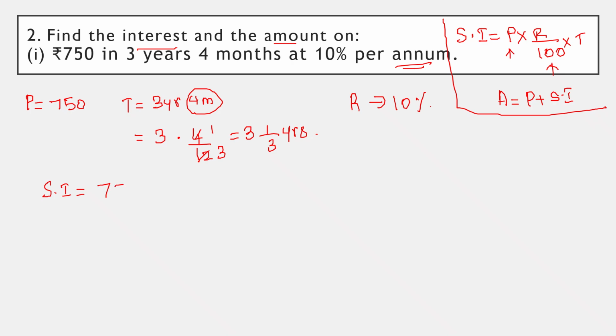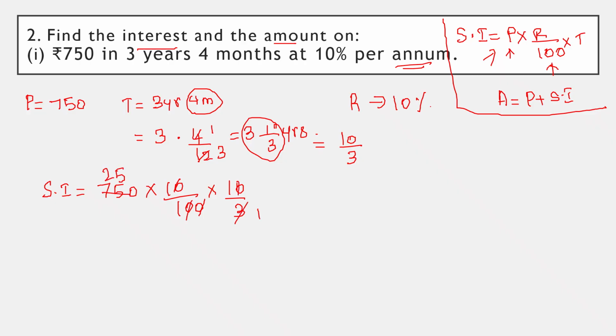We know P is 750. Since I have written the formula over here, I'm not writing it again. And what is R? It's 10 by 100. And what is our time duration? It is 3 1 by 3, which is a mixed fraction, right? So we need to convert that: 3 times 3 is 9, 9 plus 1, 10 by 3 years. So I'm going to use 10 by 3 over here. Now we can cancel 10 with 10, and 3 with 3 one time, and here 3 twos are 6, 3 fives are 15, giving 250. So the simple interest is 250 rupees.